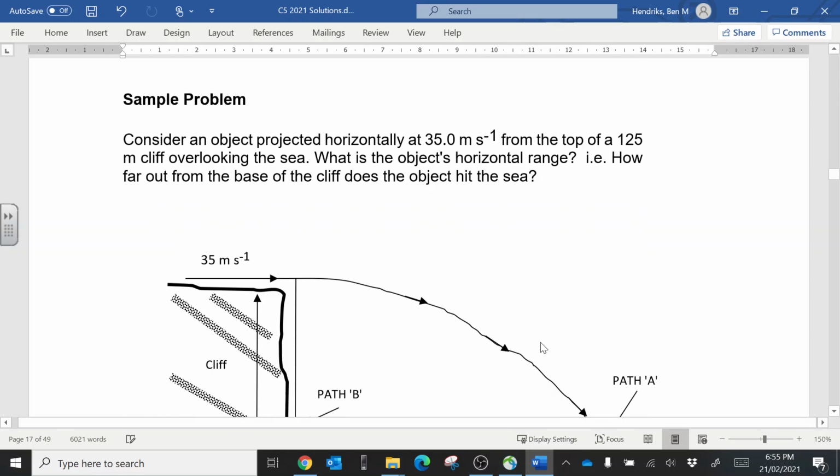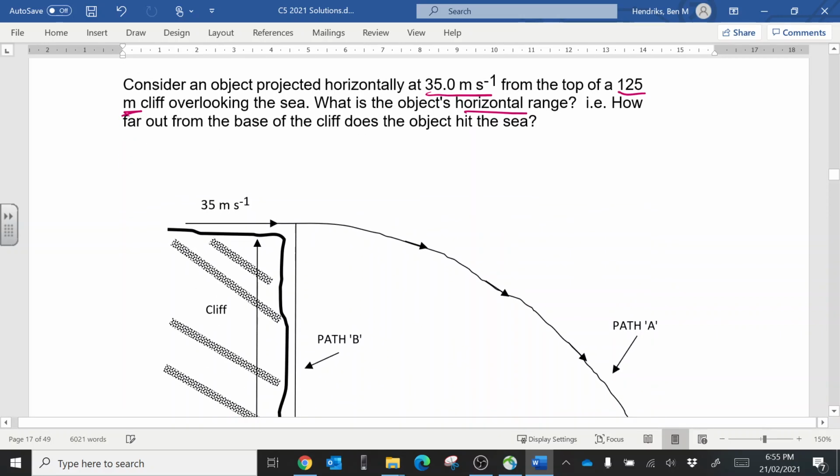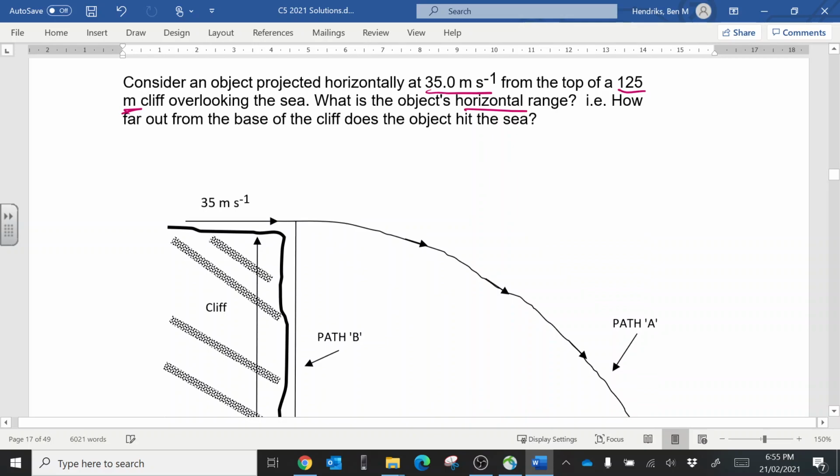So we have, consider an object projected horizontally at 35 meters per second from the top of a 125-meter cliff overlooking the sea. What is the object's horizontal range? So that's displacement. How far out from the base of the cliff does the object hit the sea? So what we can do is first of all define which way is positive. I'd say that's positive because that's the direction of the horizontal motion, and I would say that downwards is also positive. Makes it a little bit easier.